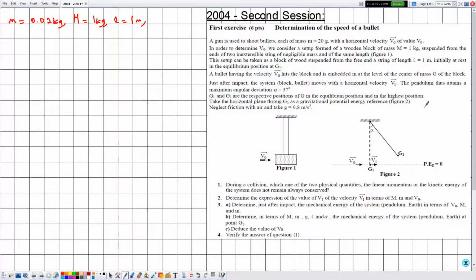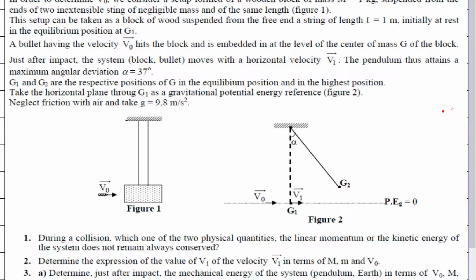Now G1 and G2 are respective positions of G in the equilibrium position and the highest position. G1 is the center of gravity of the system block-bullet. When v0 hits the block, it becomes embedded in it, and the position is given by G1. After that, this system elevates to position G2. So G1 is in the equilibrium position and G2 is in the highest position.